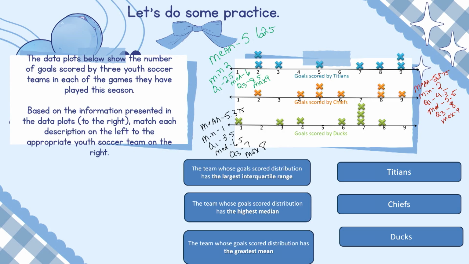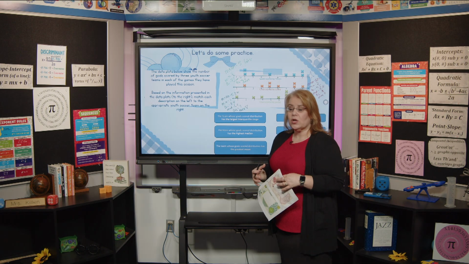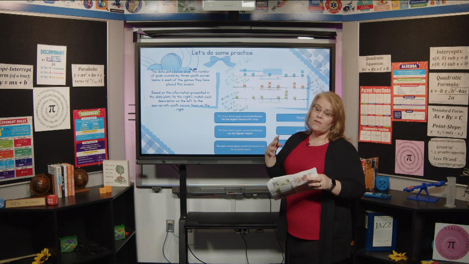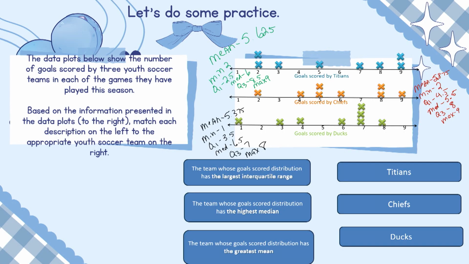So now that we've figured out what our different numbers are for these 3 teams, let's go back to our questions and see if we can answer them yet. The team whose goal score distribution has the largest interquartile range. So I need to gather that information. I need to find the interquartile range for all 3 of my teams. So let's go back to my green. I'm going to take 8.5 and subtract 2.5 from it, making sure that we're using those Q1s and those Q3s. So when I subtract that, I get a 6.